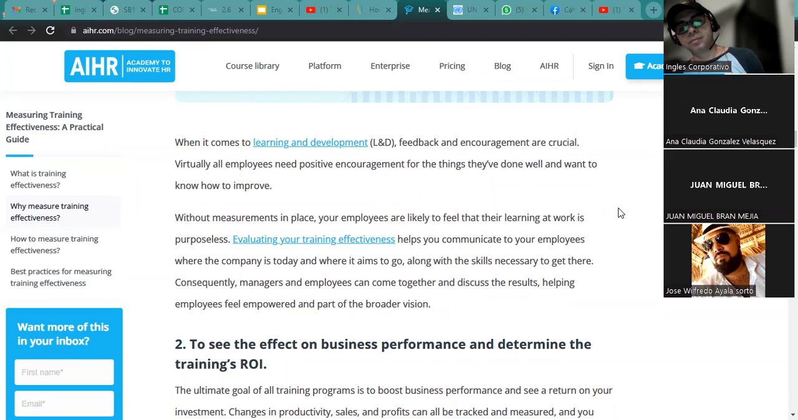Evaluating your training effectiveness helps you communicate to your employees where the company is today and where it aims to go, along with the skills necessary to get there. Consequently, managers and employees can come together and discuss the results, helping employees feel empowered and part of the broader vision. Good. What did you get from this? Yes, it's very important to know and to empower all the people in the same vision.